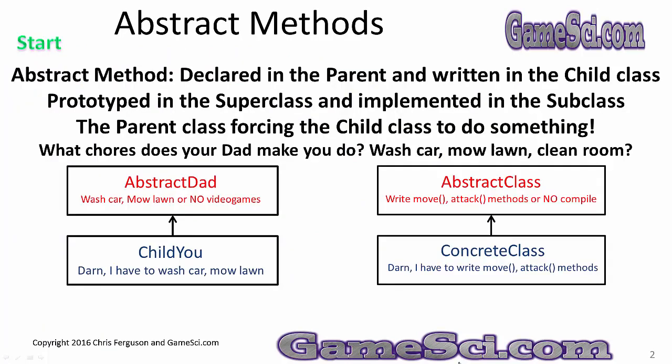Abstract methods. What is an abstract method? It's declared in the parent and written in the child class. In other words, it's prototyped in the superclass and implemented in the subclass. It's the parent class forcing the child class to do something.